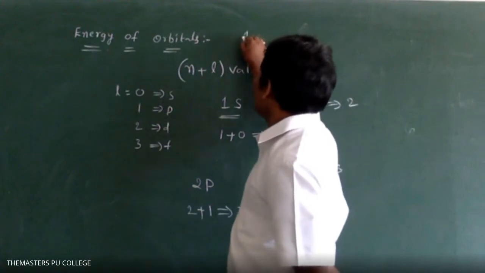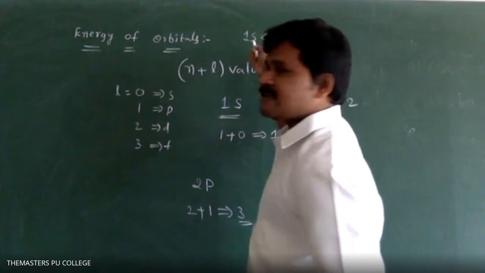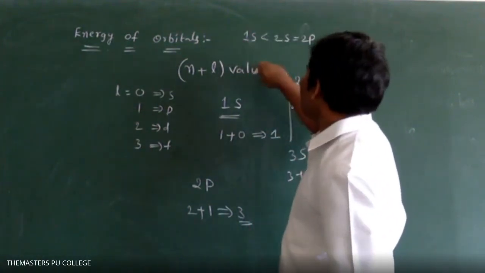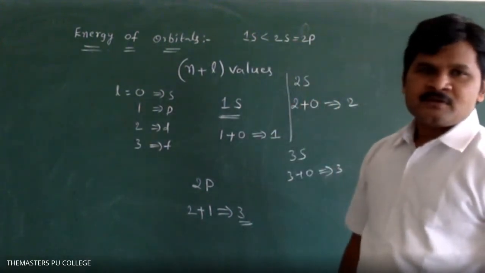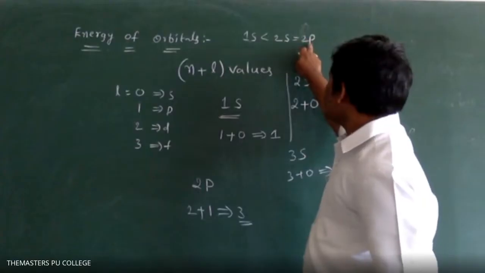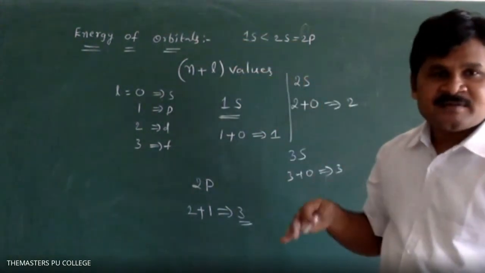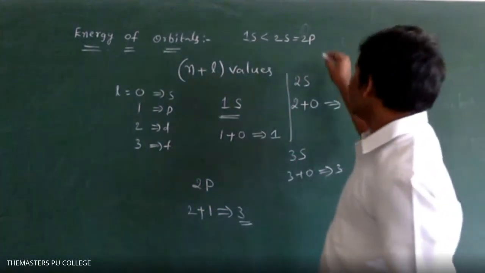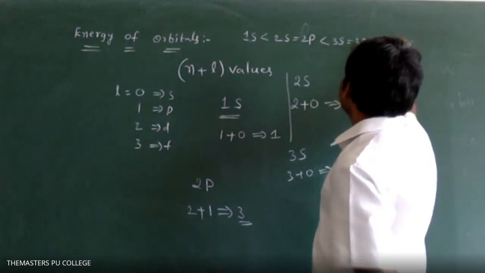1s is less than 2s equal to 2p. Please write down this sequence. Why do we get 2s equal to 2p? The reason is that the s orbital and the p orbital are both present in the same second shell. Next, 3s equal to 3p equal to 3d.